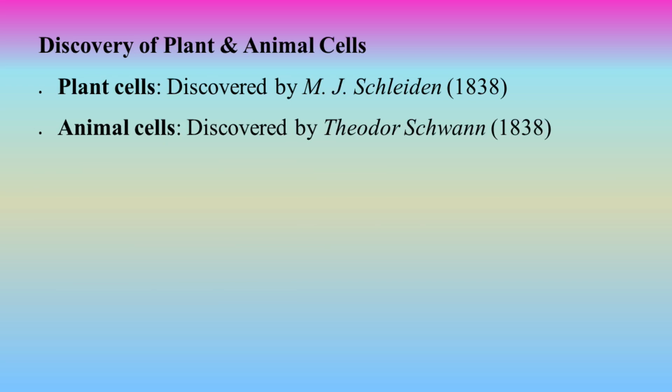Discovery of plant and animal cells. Let us now look at how plant and animal cells were discovered. M.J. Schleiden discovered plant cells in 1838. In the same year, Theodor Schwann discovered animal cells. Together, their work laid the foundation for the cell theory, which says that all living things are made up of cells.